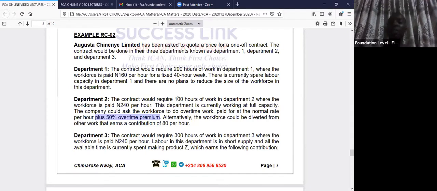Alternatively, now when we say alternatively, it means there's a choice. It's either I ask you to do overtime, or if overtime is not possible, there is another choice. The workforce could be diverted from other work that earns a contribution of 80 naira per hour. Now, what does it mean? It means that as I divert you from the job that you are currently doing, which you are working at full capacity, to come and do this job, it's as good as hiring you as a temporary staff.